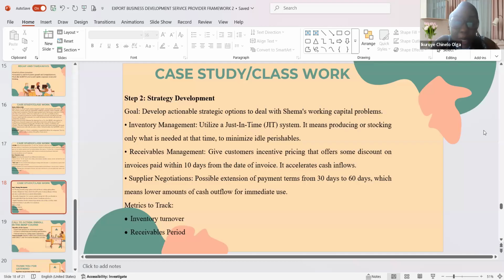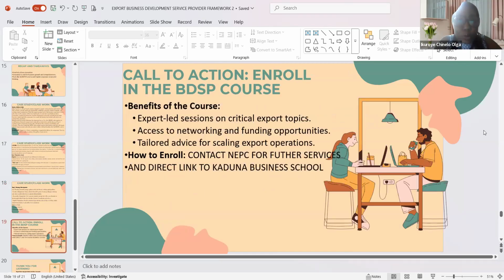Then for receivable management, you need to give customers incentive pricing that offers some discounts on invoices paid within 10 days from the date of invoice. This will accelerate cash inflows. Then you need supplier negotiation, like a possible extension of payment terms, from 30 days to 60 days, which means a lower amount of cash outflow for immediate use. So the metrics to track are inventory turnover and receivable periods.